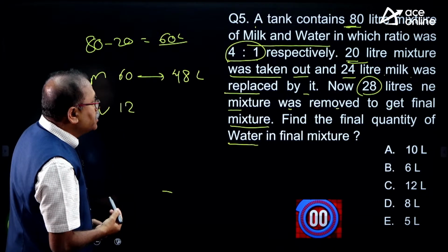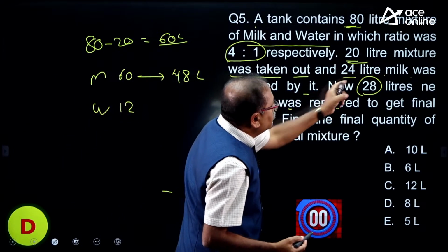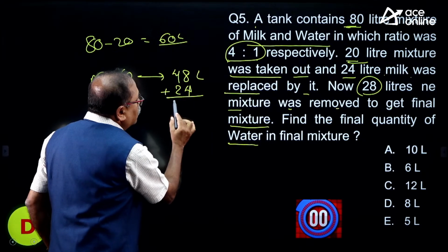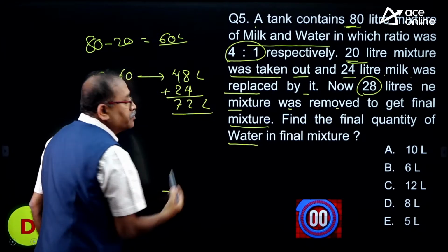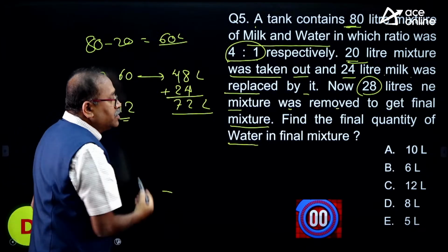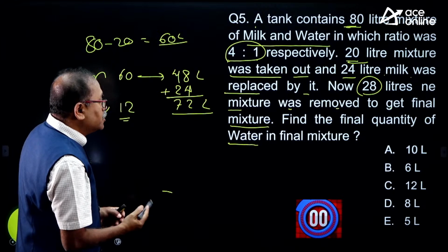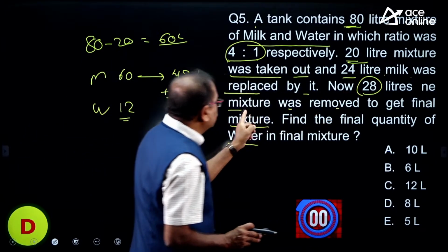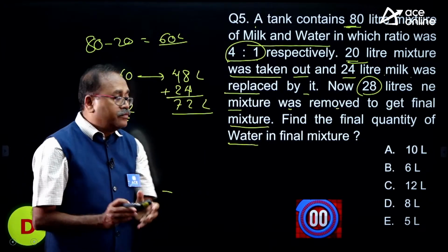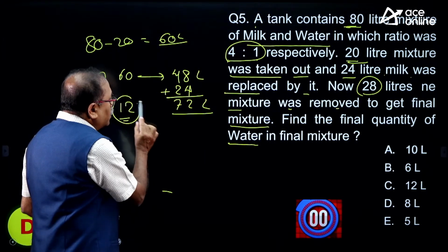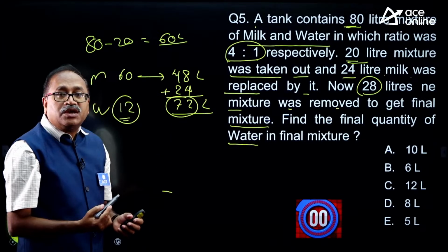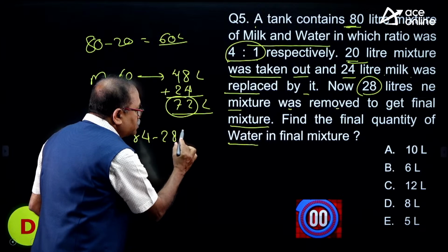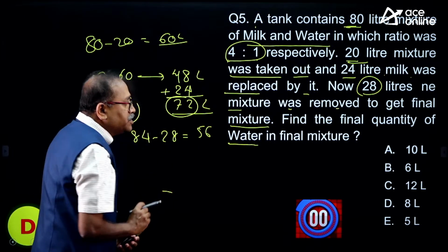Now, what is happening next? How many liters milk is added? 24 liters milk is added. How much is the milk now? 72 liters milk is now. How much is the water? 12 is the water. So, the total quantity will be, 28 liters are removed from the mixture. So, what is the mixture now? There is 12 plus 72, that comes to 84. So out of 84, if 28 liter is taken out, I am left with 56 liters.